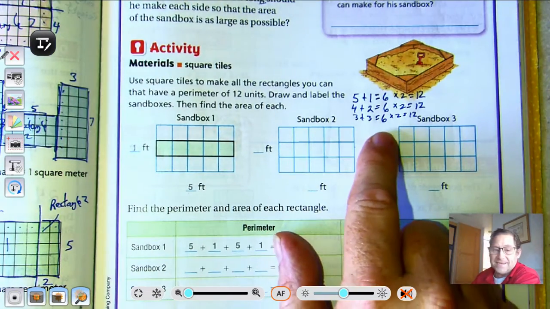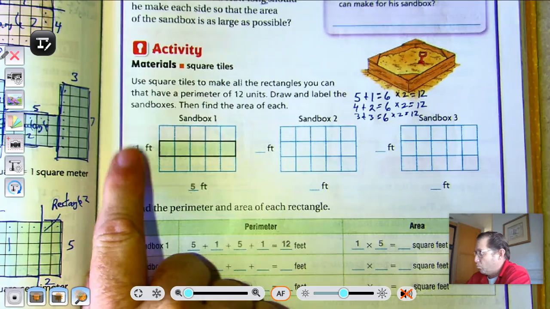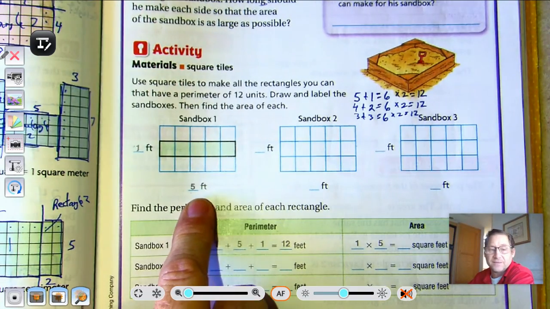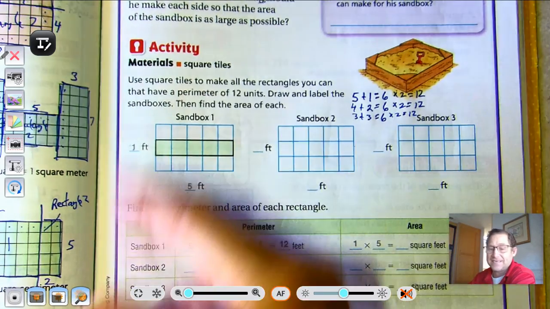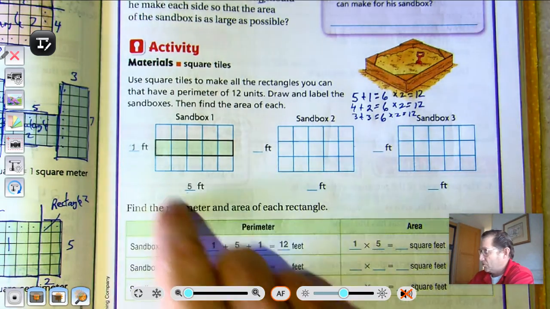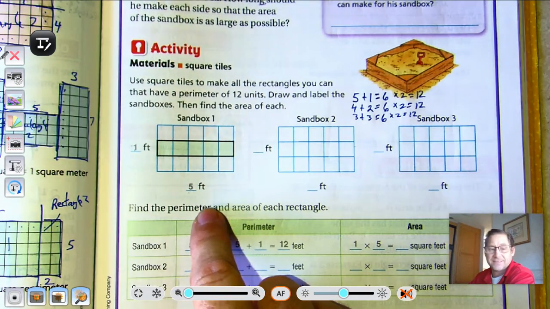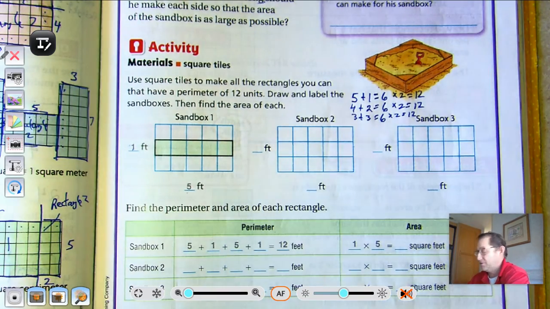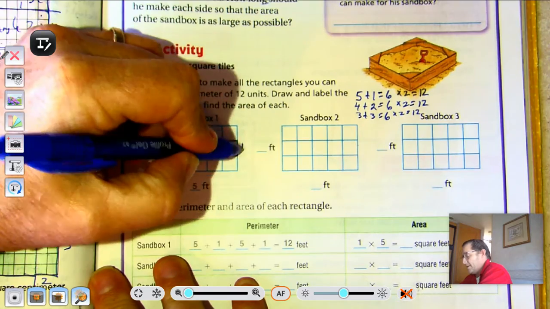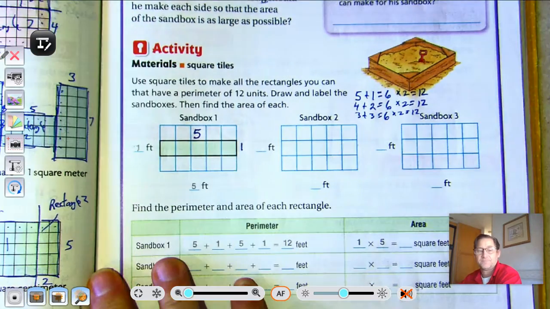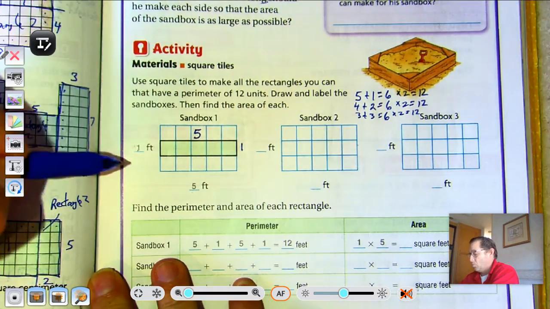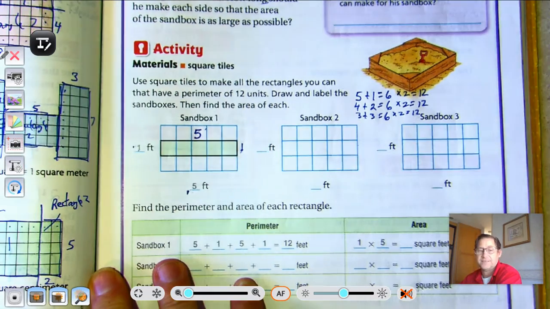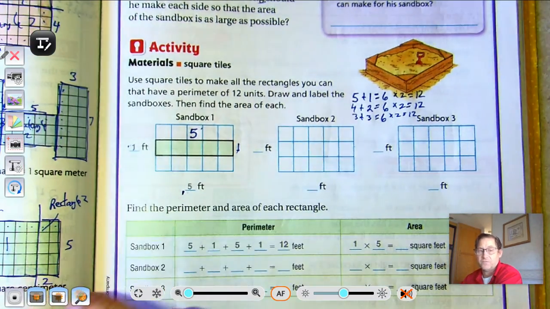Remember, what we're saying is that if two of the sides are 1 and 5, the other two have to be the exact same measurement, right? So if two of the sides add up to 6, the other two sides also have to be 6. So 6 times 2. And we can prove that by putting 1 here and 5 here. So 1 plus 5, 6. 1 plus 5, 6. So that's 12.